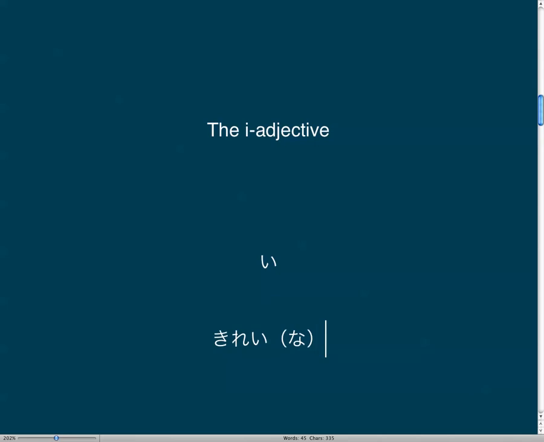There are actually very few na adjectives that end with i that are usually not written in kanji. Two of the most common include kirei and kirai. Almost all other na adjectives that end in i are usually written in kanji, and so you can tell the difference. So you can easily tell that it's not an i-adjective.